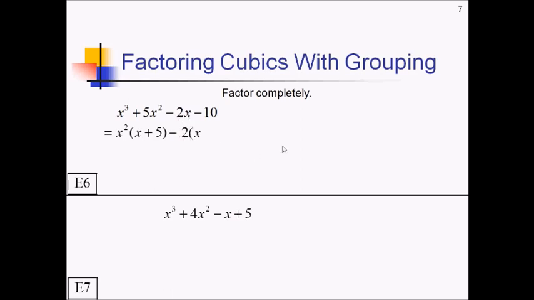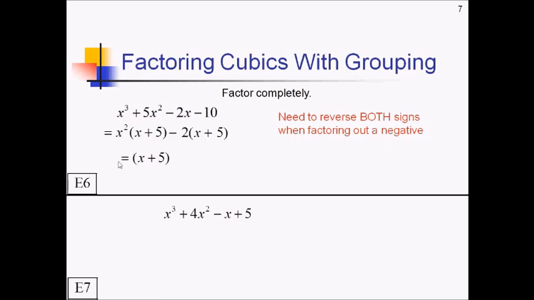And we got to be careful here. When you are factoring out a negative, you need to remember to reverse both signs in the parentheses, because remember, you're basically dividing both of these by negative 2. So negative 10 over negative 2 is plus 5. And the added benefit here is that, hey, it's the same as the other parentheses. Since we do have x plus 5s repeated, we can factor those out and then put our leftovers, x squared minus 2, in a parentheses right next to it.